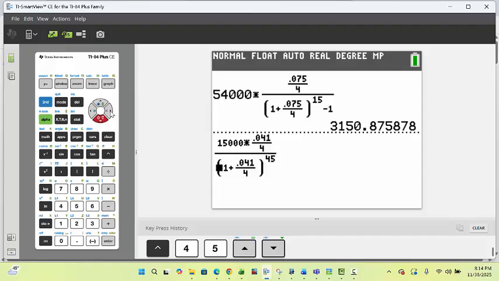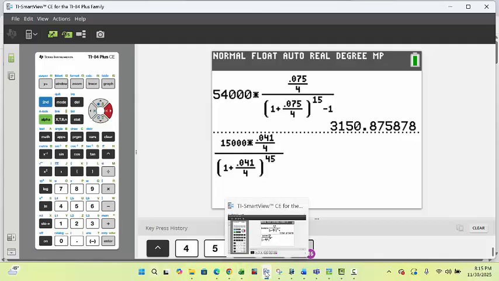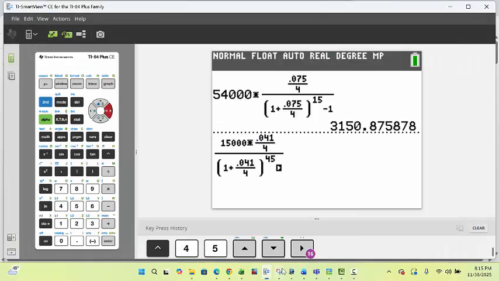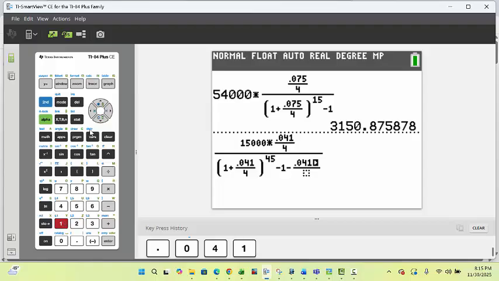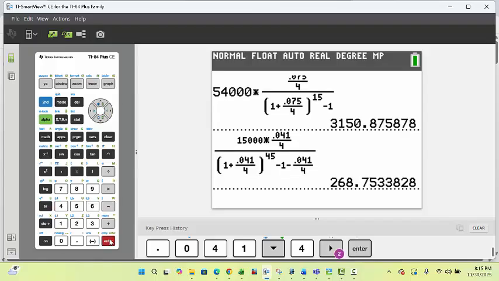Oh, come down here. And then I believe it's minus 1 minus i. Yes. Divided by 4. We got it. 268.75. Okay, so I'm glad we got to use that formula.